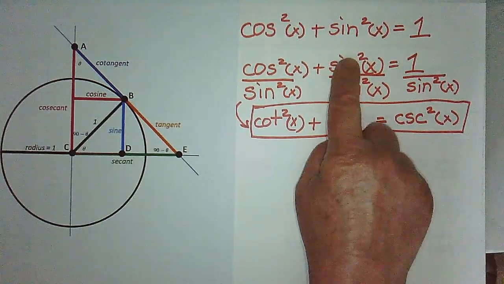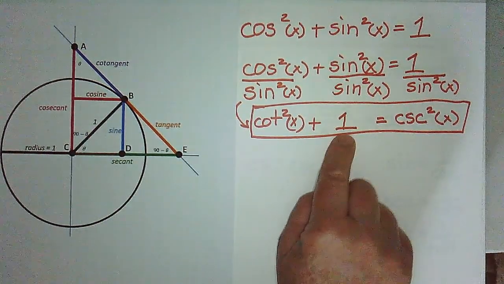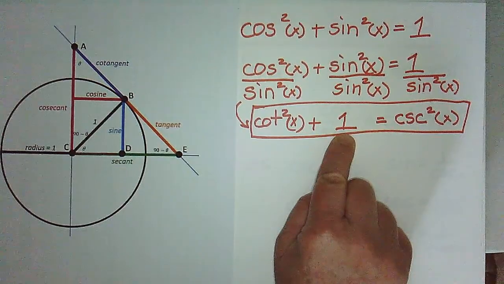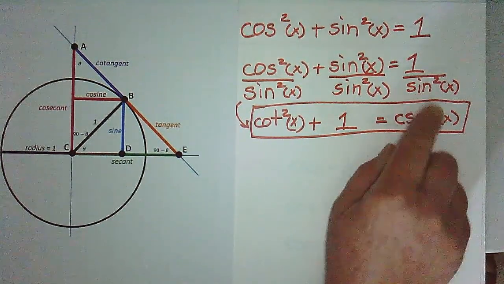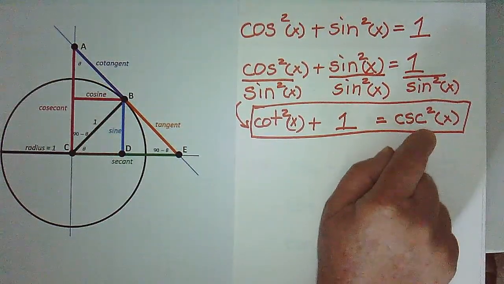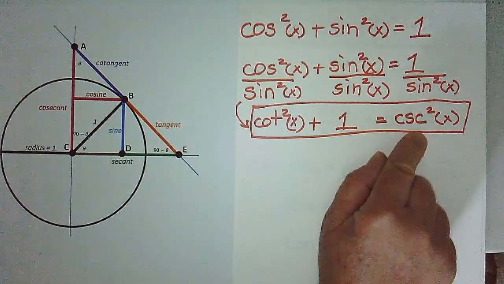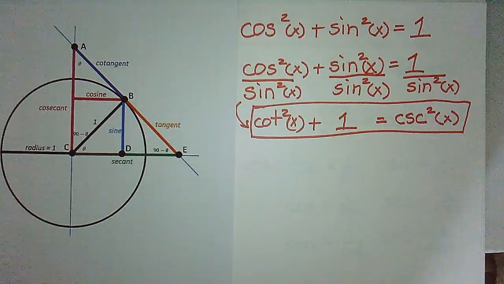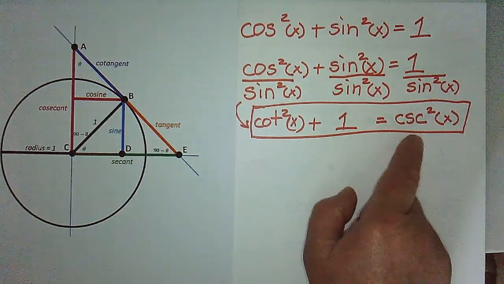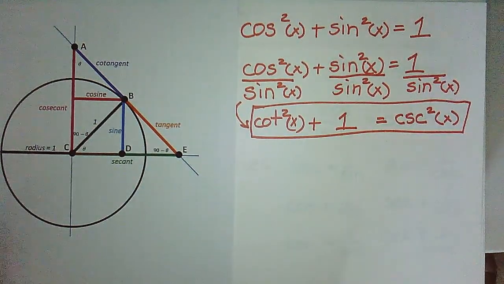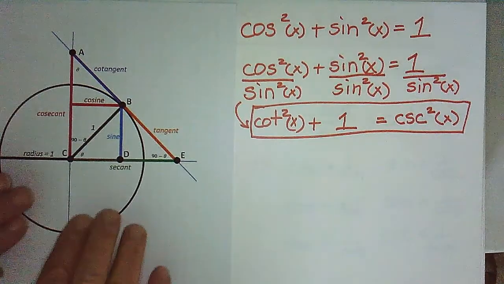Then you can also divide it by itself. Well, you just get 1. And 1 over sine, reciprocal identity, is cosecant squared, of course. So this is your last Pythagorean identity: cotangent squared plus 1 equals cosecant squared. And let's take a look at how that works.